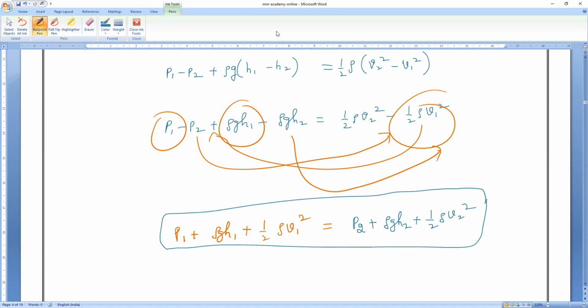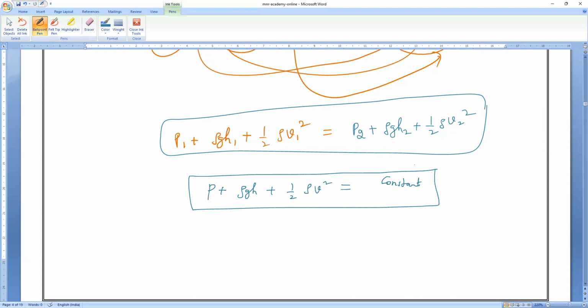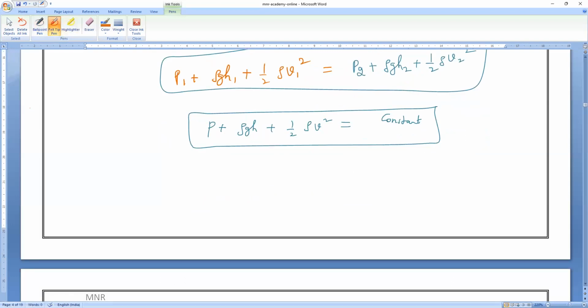Verify your yesterday's class and today's class also. That is what we call Bernoulli's equation. Am I right or wrong? Verify it, everybody. Do all of you understand? So, a 4-page derivation. This is what I can say: P plus rho GH plus half rho V square is equal to constant. So what is this known as, everybody? Bernoulli's equation. Clear, everyone?